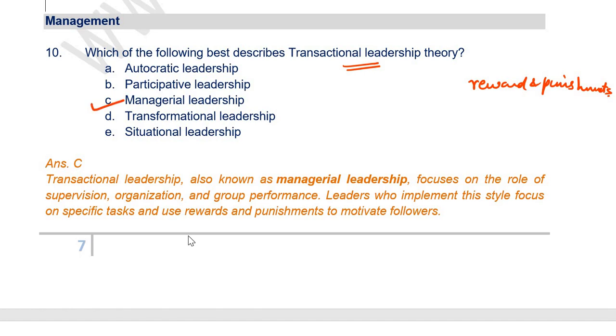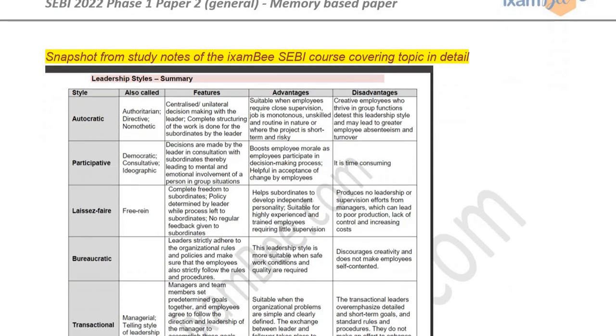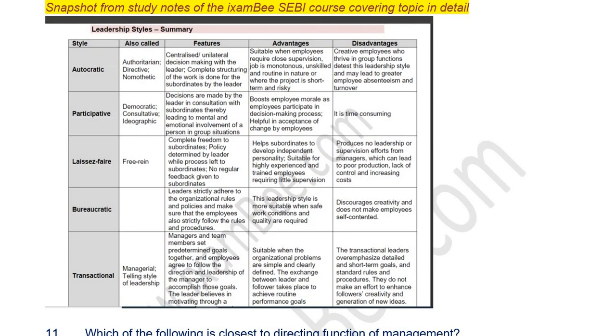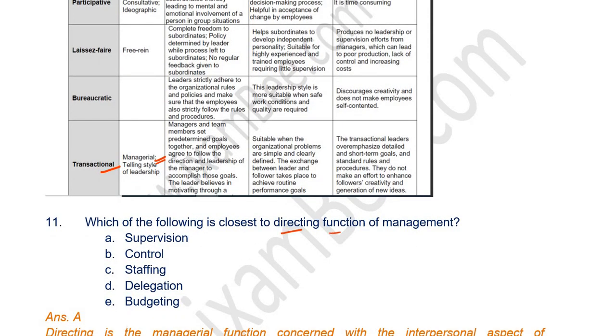Transactional leadership is also known as managerial leadership because it focuses on the role of supervision, organization and group performance, and they implement this style with focus on the task and use of rewards and punishment to motivate the followers. This was again very well covered in the notes. If the students had read them properly, we had made a summary of all the leadership styles, where transactional leadership was also mentioned as the managerial leadership style.